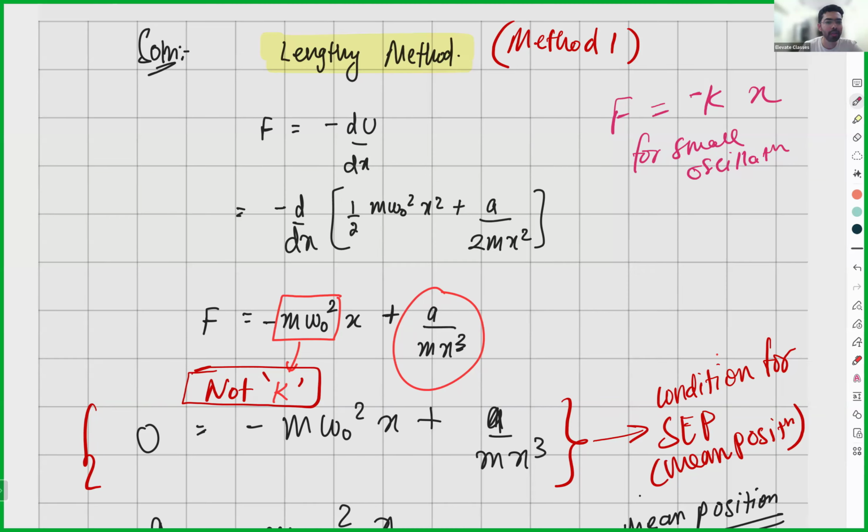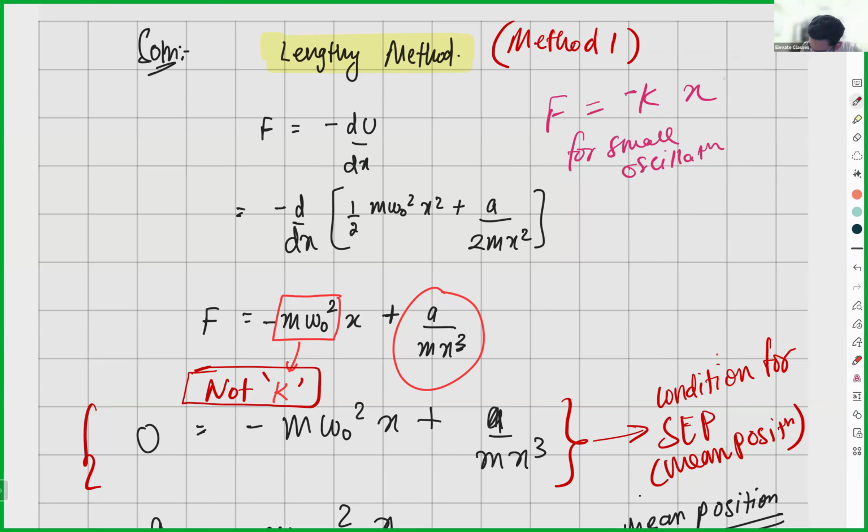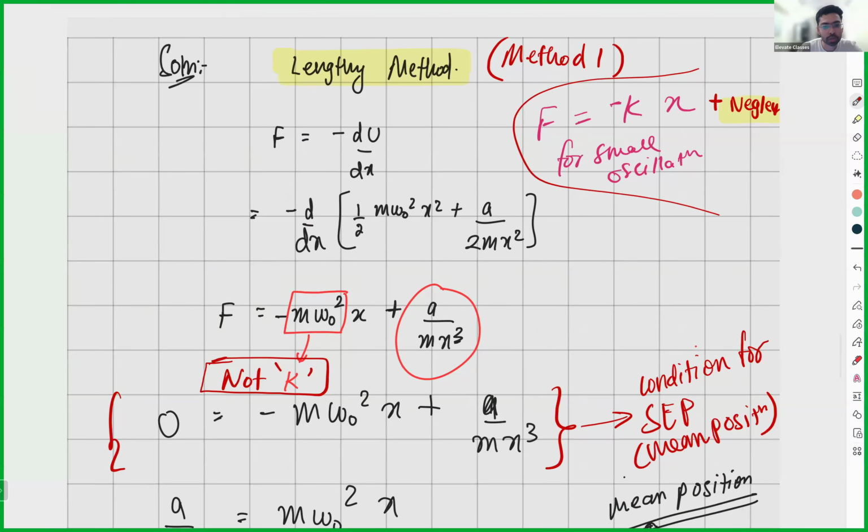Now, because the system can have large oscillations also, there will be some extra terms. ठीक है, इसमें कुछ extra terms होगा which can be neglected. You have to neglect the extra terms. Okay. So you have to express the force into this format. This is your task for method one. Okay. Now I'll tell you the easy method also, so don't worry.